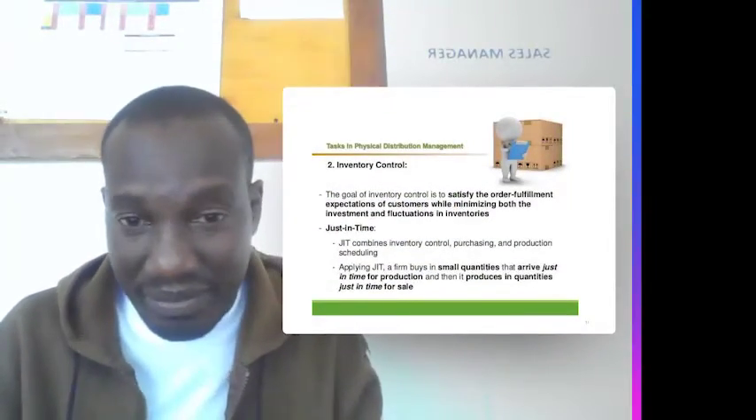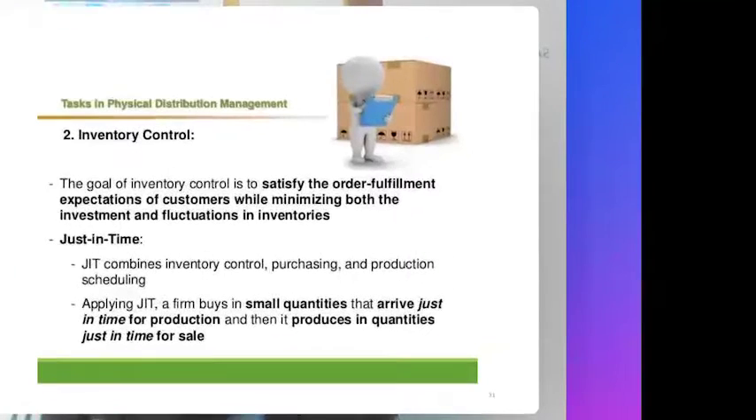Number 2 is inventory control. Inventory control aims at ensuring that a customer's expectations are met, especially in regards to stock availability. Every time a customer needs a certain amount of stock, it must be available. And how do you do that? By ensuring that stock is available as and when needed, to ensure that you reorder more to avoid lack of stock.